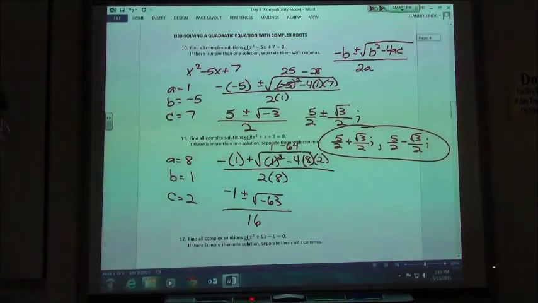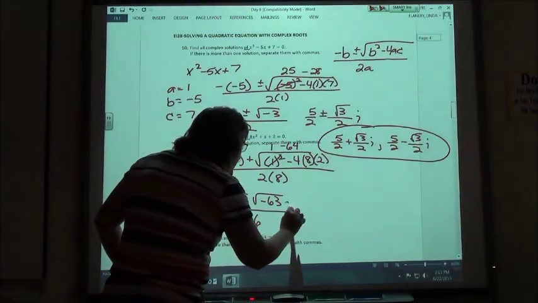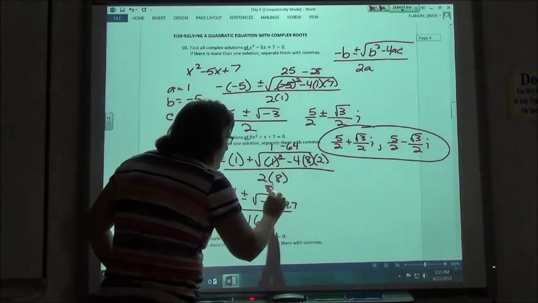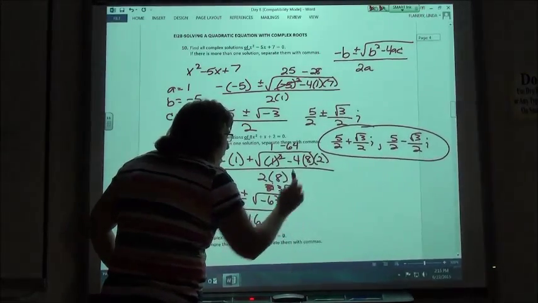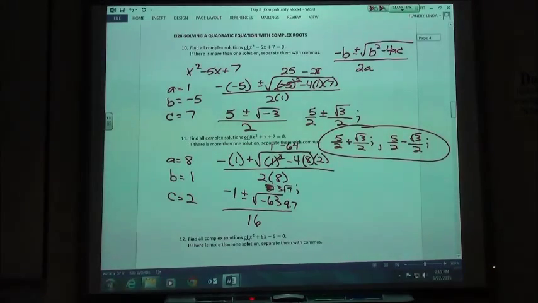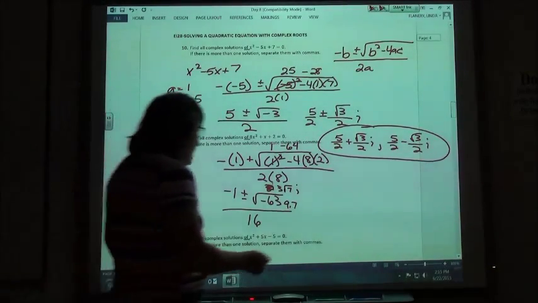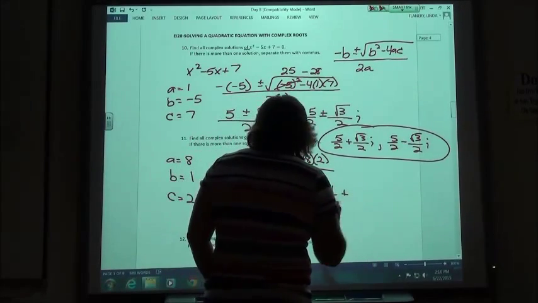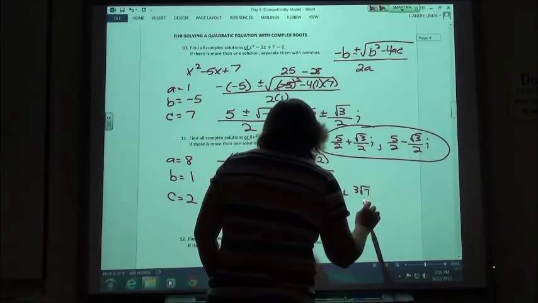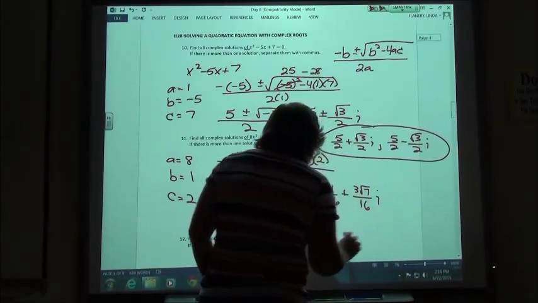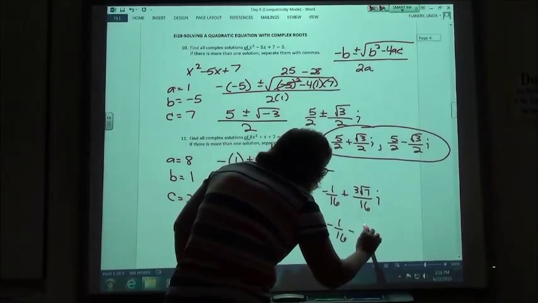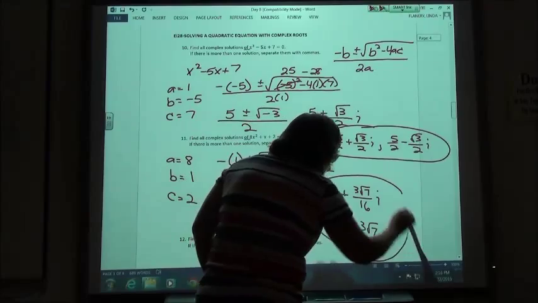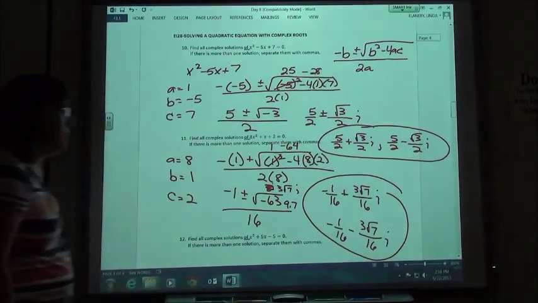So simplifying this, 63 is 9 times 7, so I'm going to have 3 square root of 7i then, right? And so I'm going to have negative 1/16 plus 3 square root of 7 over 16i, and negative 1/16 minus 3 square root of 7 over 16i, if I put them in standard form.